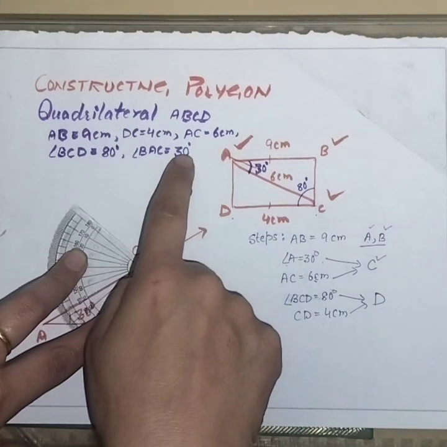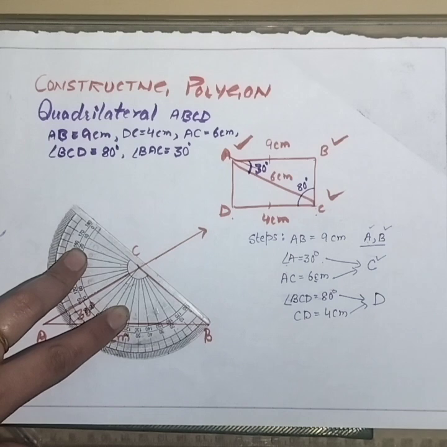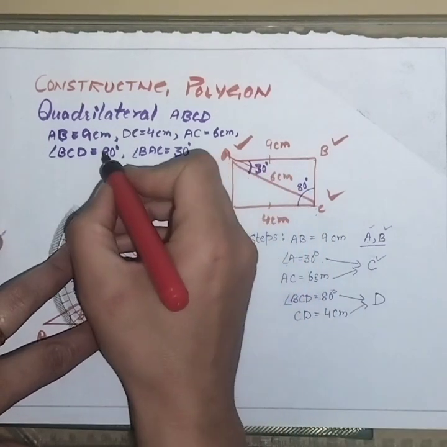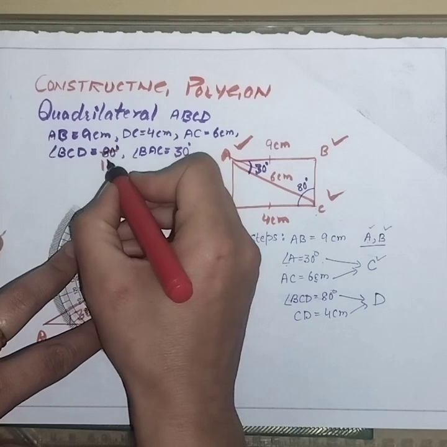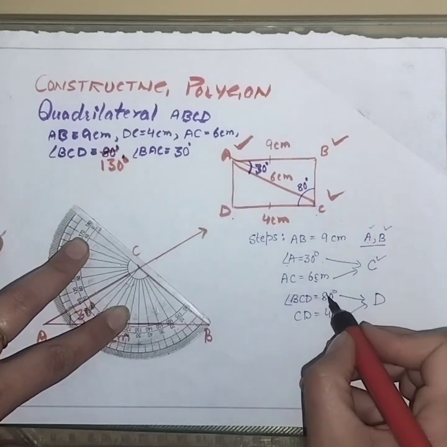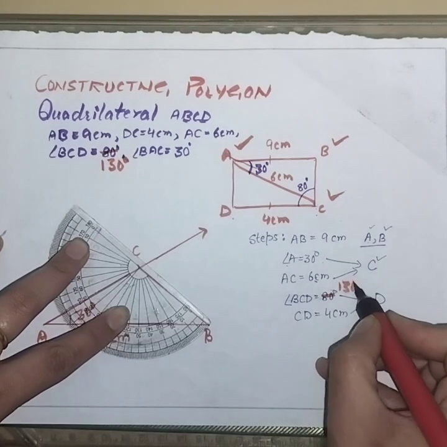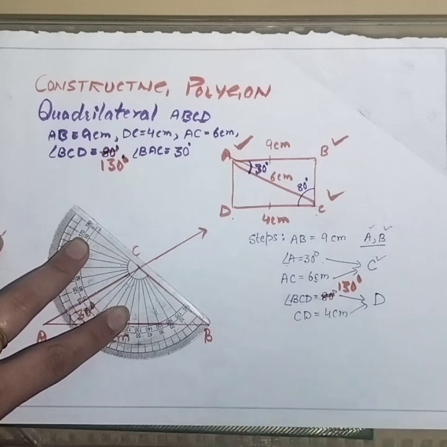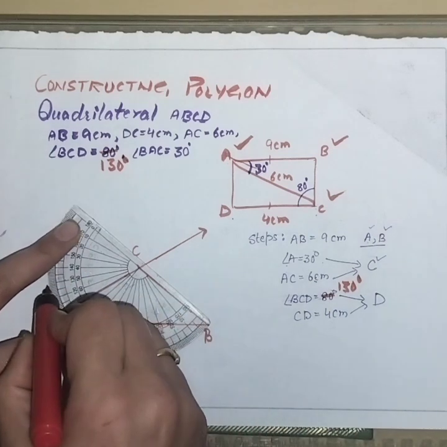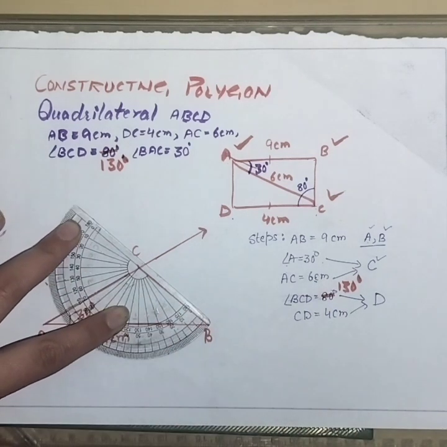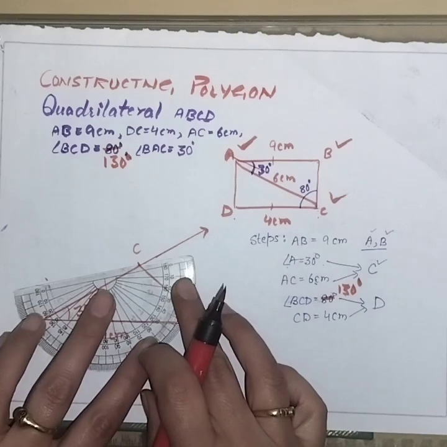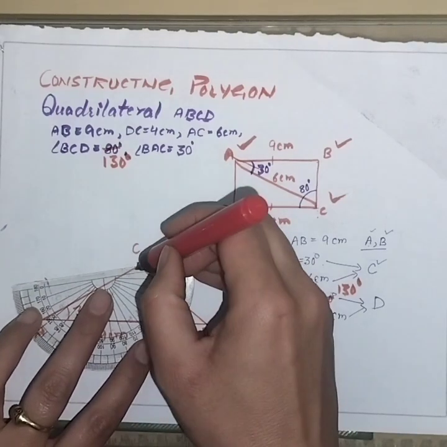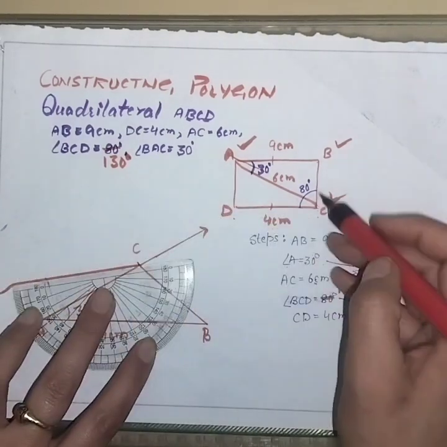That means I did not plan. All quadrilaterals are not possible. So I'm just changing this 80 degree, and let me change it to 130. Okay, let's change it to 130. Here also 130. Got it? So 130 degree. So let me take it now, 130. Okay. So here I got the direction of the angle.